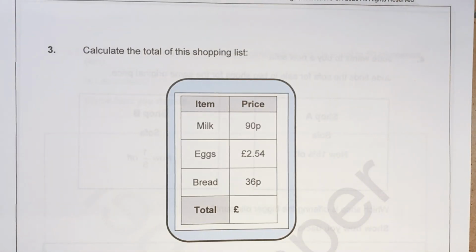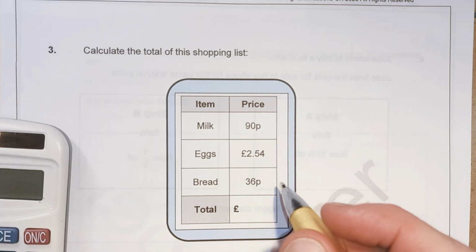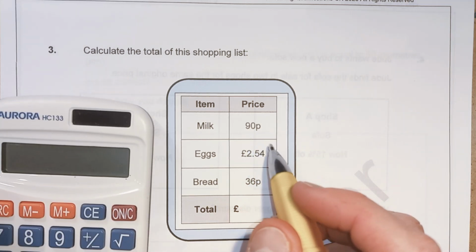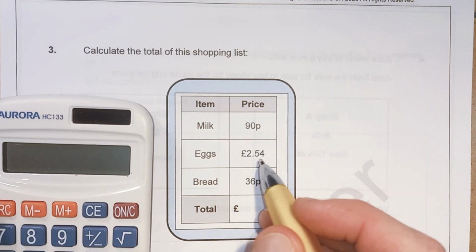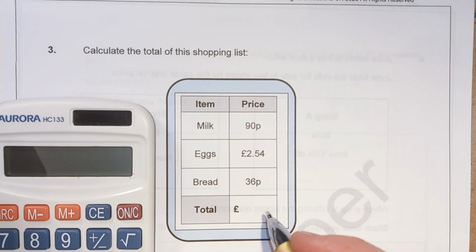Question 3. Calculate the total of this shopping list. Okay. Now, we have got a calculator that we can use, but what I'm going to do before I do that is just think, well, I've got pence and I've got pounds and pence, so we've got different units. So I just want to think about how I'm going to show them.